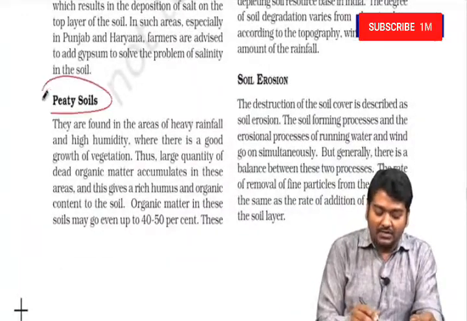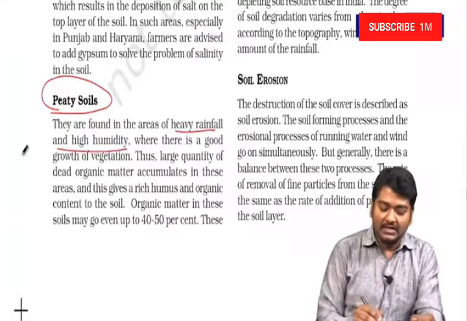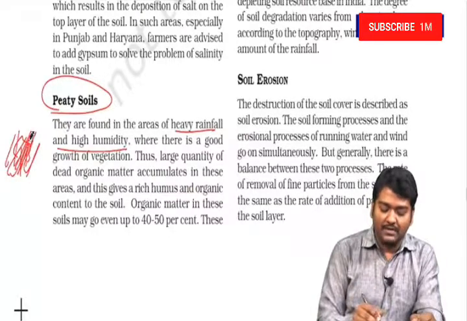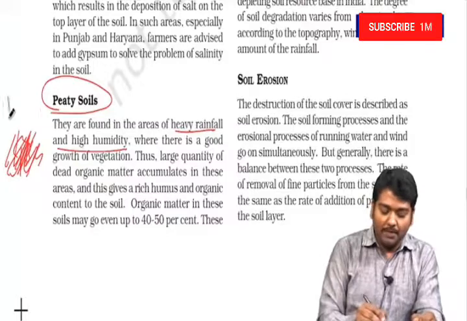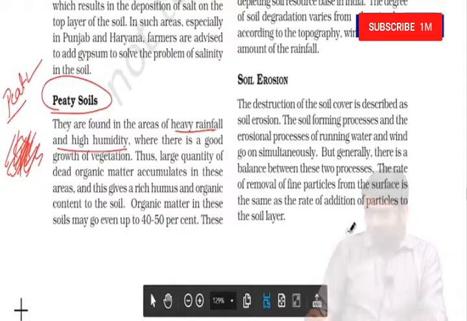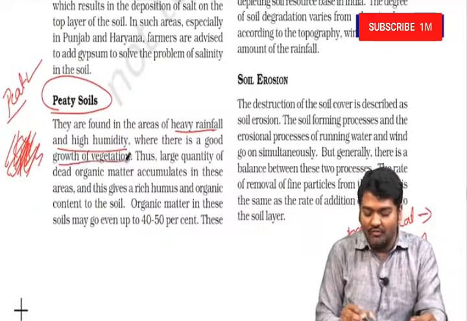Then you have peaty soil. They are usually found in heavy rainfall and high humidity. See guys, whenever you have a tree and it falls down and sedimentation takes place on it, usually you get peat. Please try to remember the sequence: first you get trees, then peat, second stage, then lignite, bituminous and anthracite, right? Can you see here where there is good growth of vegetation?